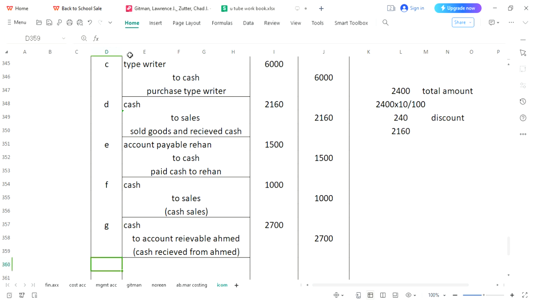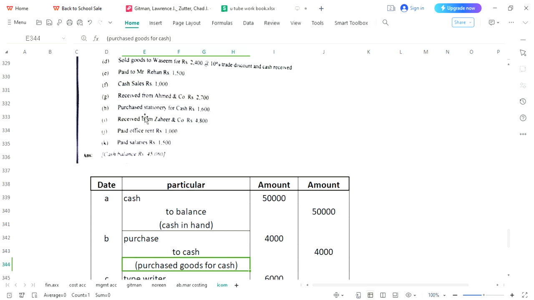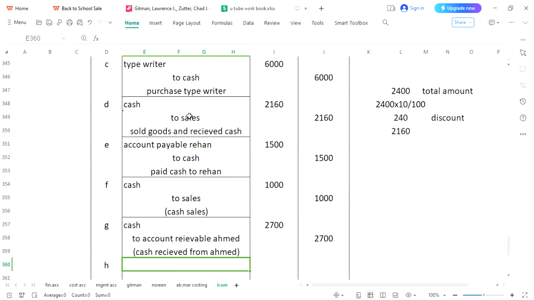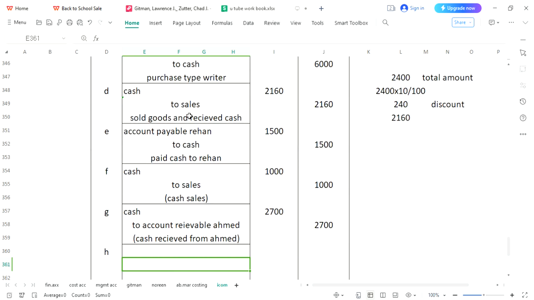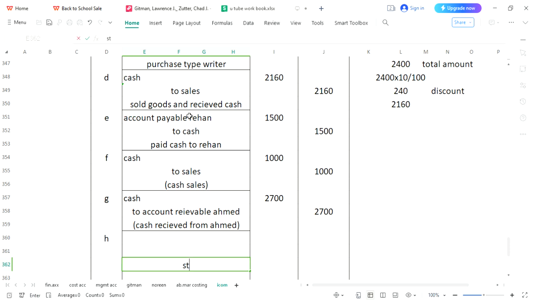We will see H entry now. H entry is saying purchase stationery for cash. All right. So you will write over here stationery purchased.